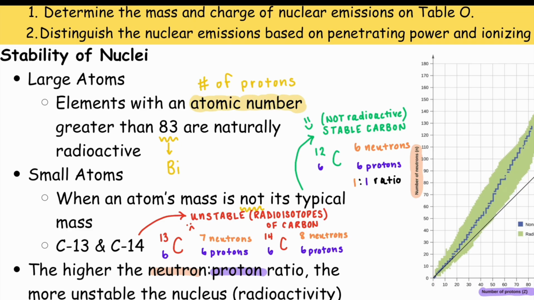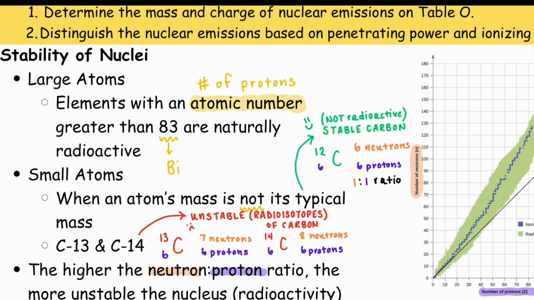A good example is the isotopes of carbon. A typical isotope of carbon would be carbon-12. A mass number of 12 means that carbon-12 has 6 protons, because carbon will always have 6 protons. That's its atomic number. And then it will also have 6 neutrons. So it has a 1-to-1 ratio, so a very low neutron-proton ratio. So carbon-12 is very stable.